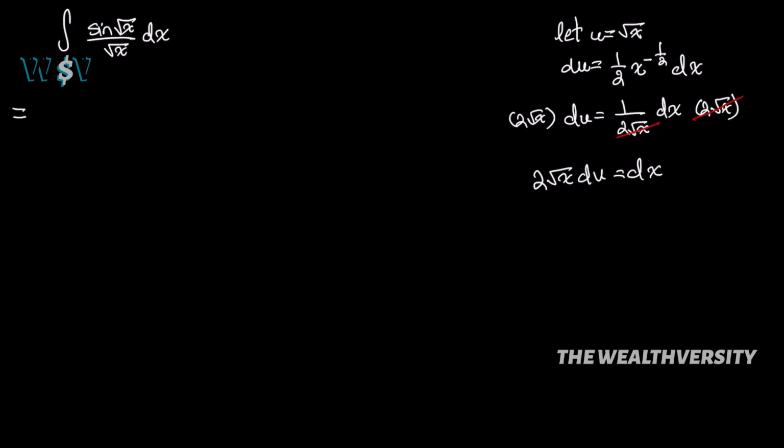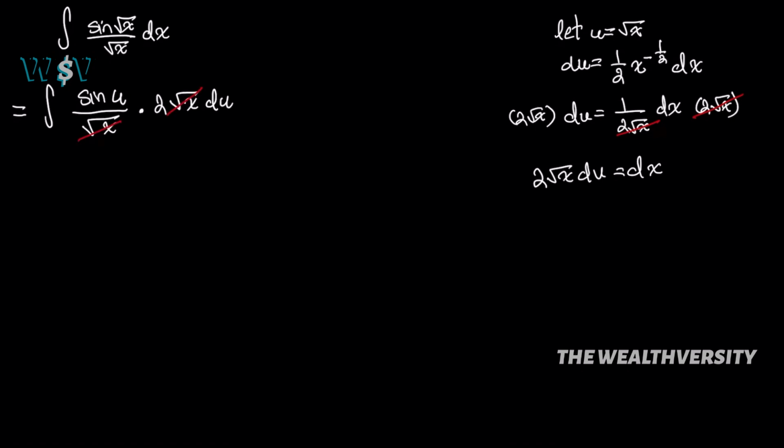Now our integral becomes sine u over the square root of x times 2 square root of x du. We see that the square root of x cancels, and we can factor out the 2 from the integral, which leaves us with 2 times the integral of sine u. Now this is pretty easy to integrate. We get that the antiderivative is negative cos u plus the constant c.